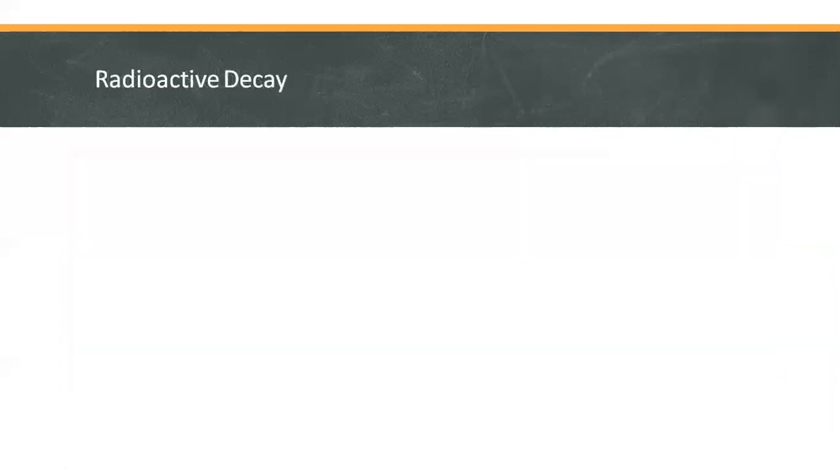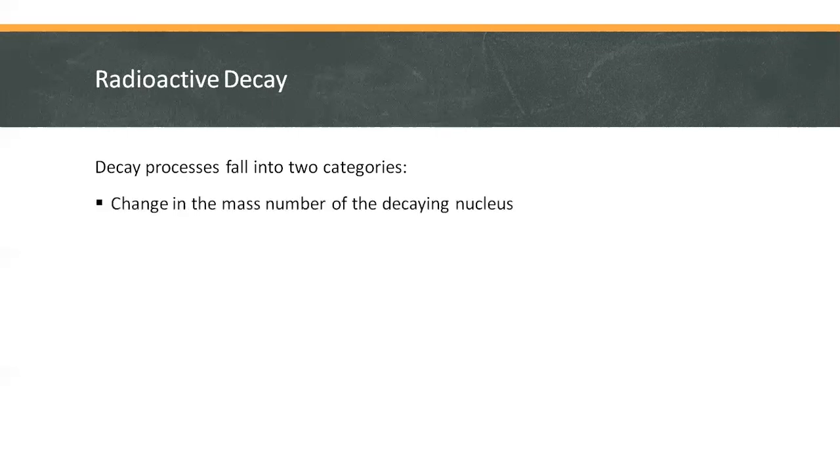Radioactive decay. Radioactive nuclei can undergo decomposition in various ways. This decay process falls into two categories: those that involve a change in the mass number of the decaying nucleus, and those that do not change its mass number.